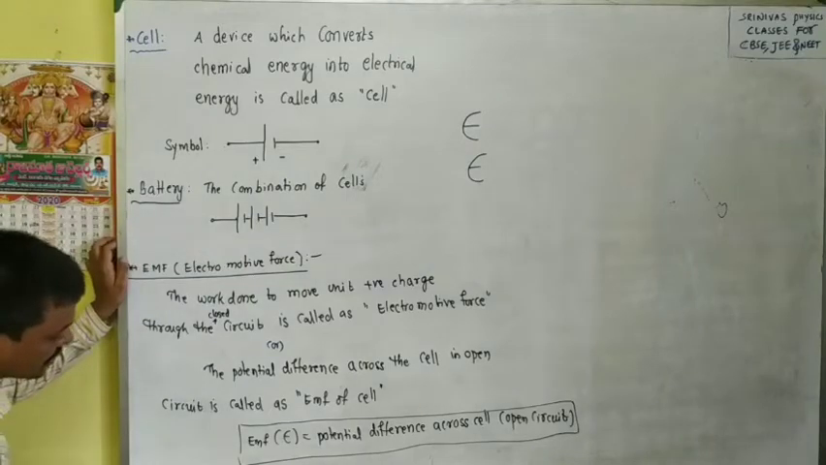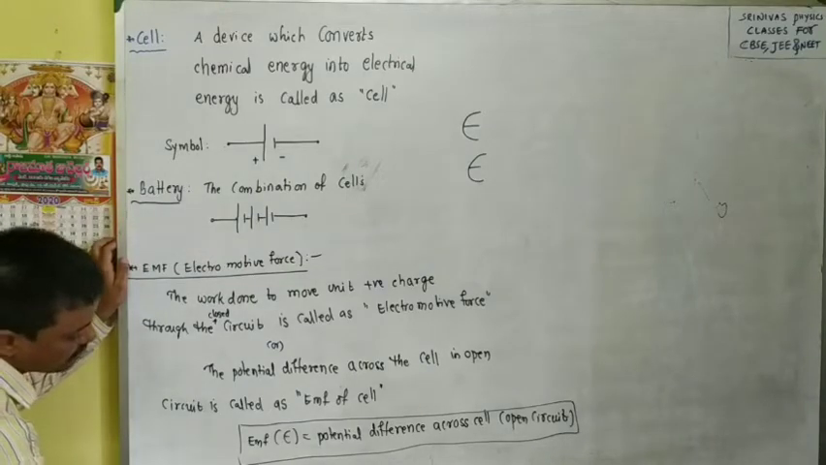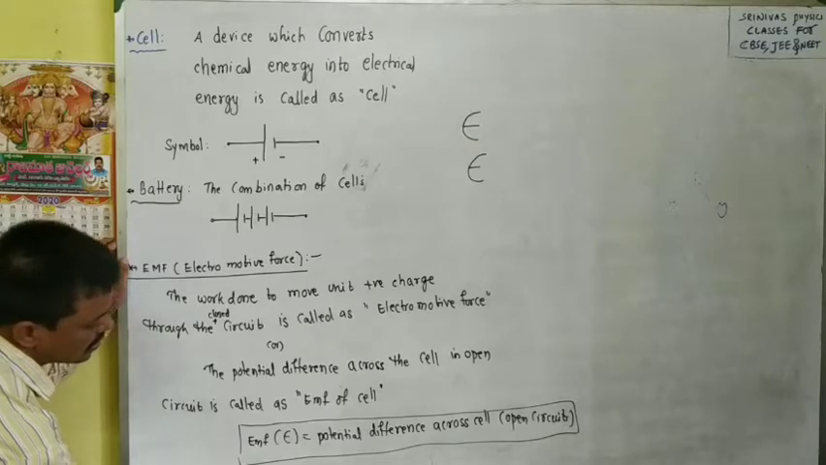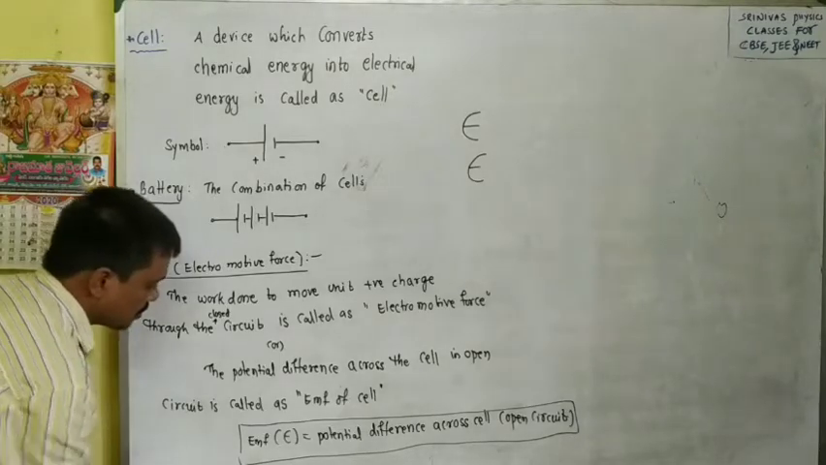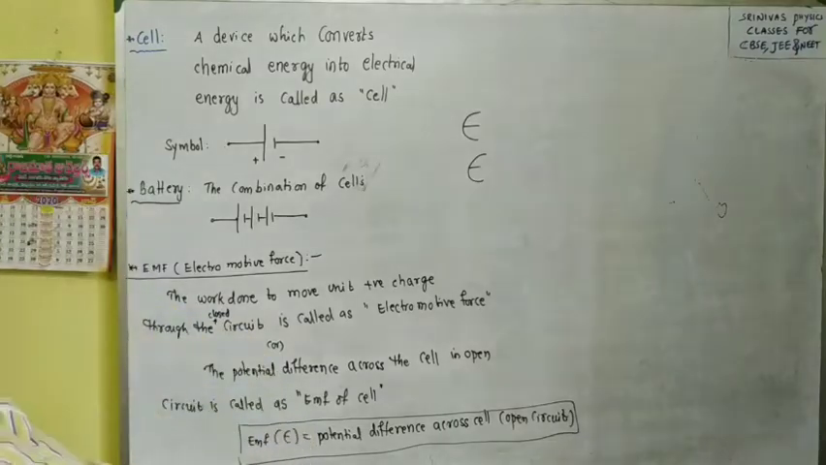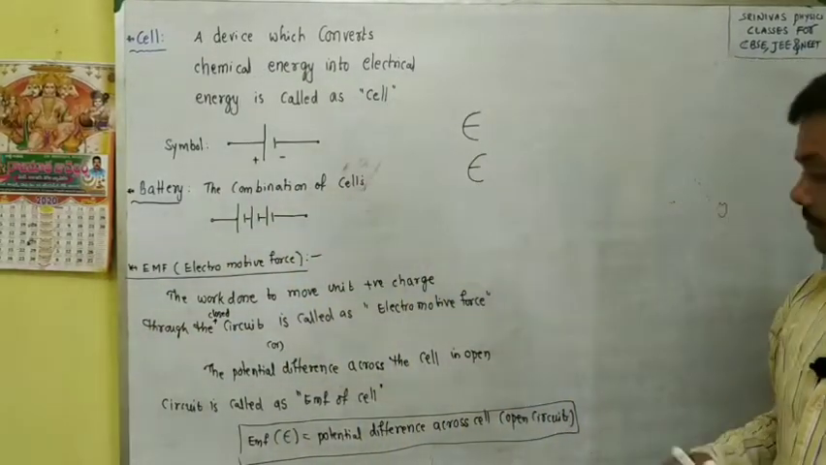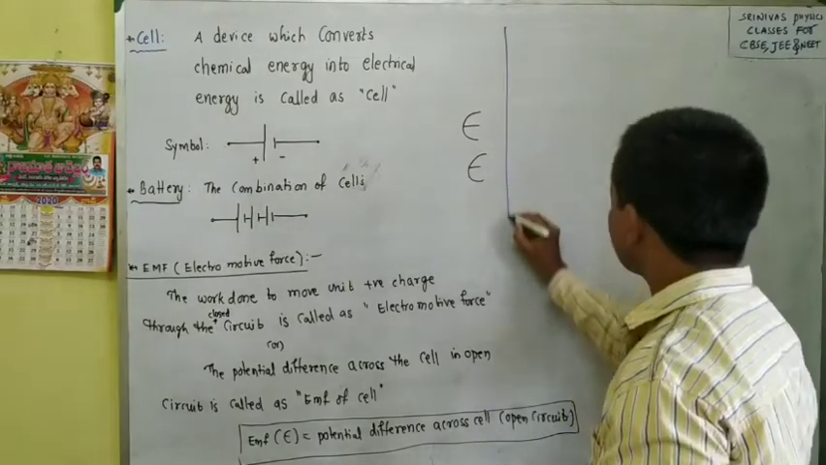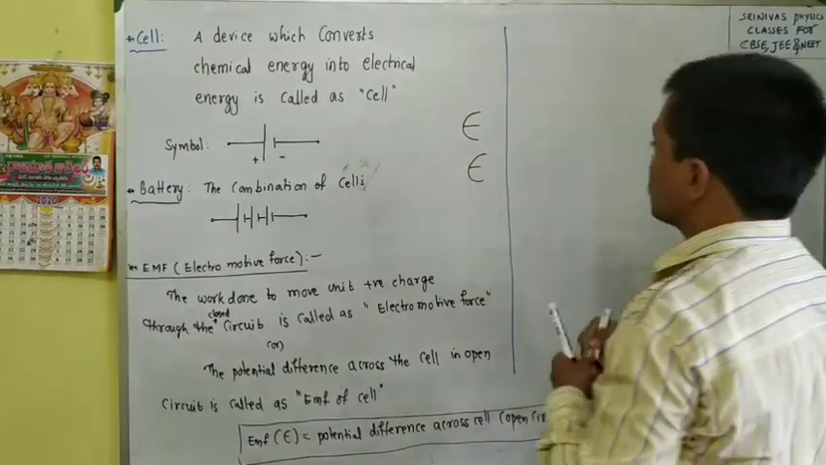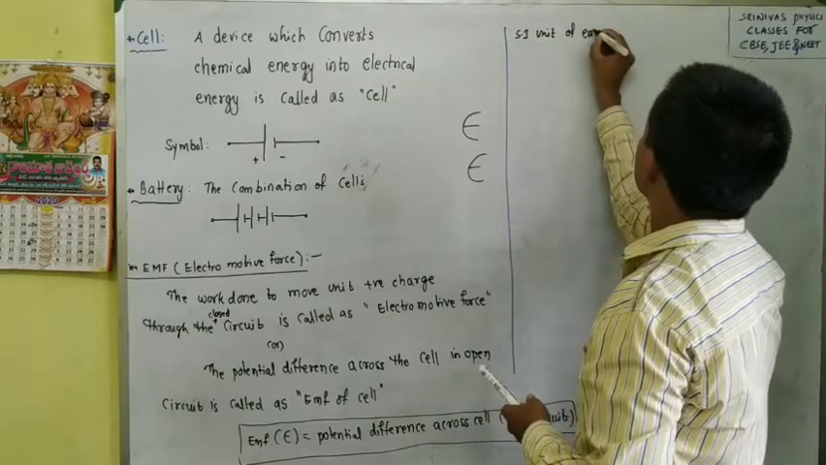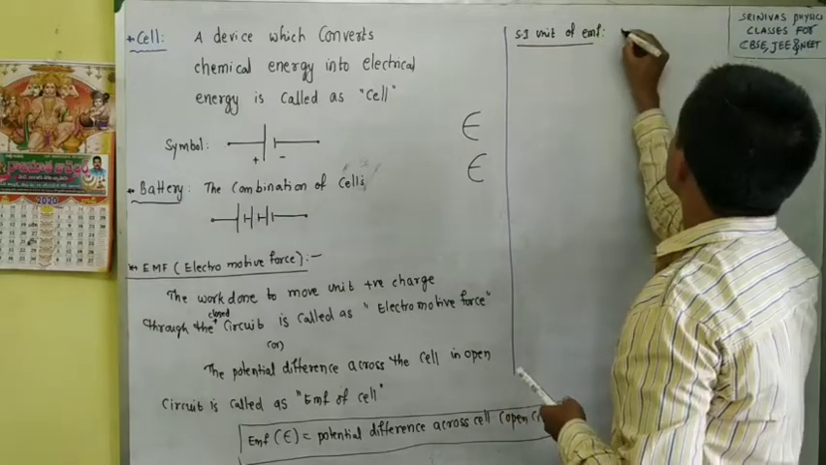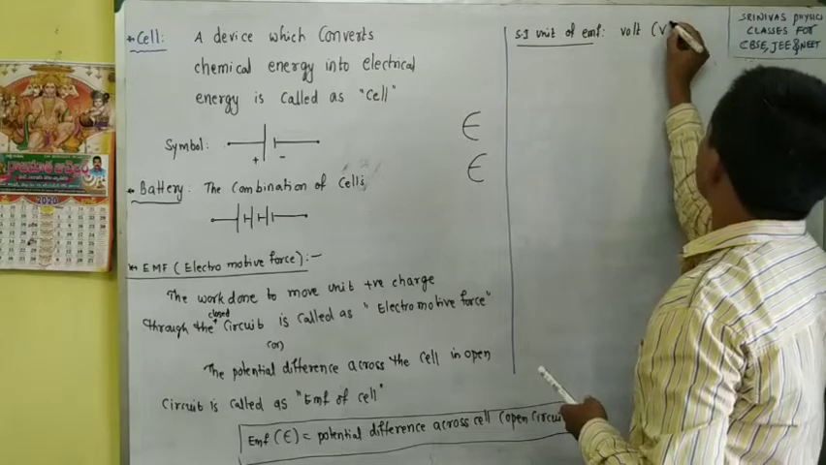What is the SI unit of EMF? SI unit of EMF is volt. It is similar to voltage or potential difference unit. The SI unit of EMF is volt, symbol capital V.